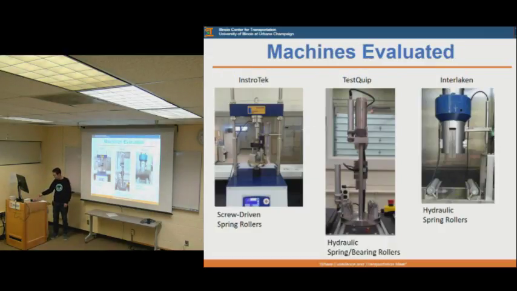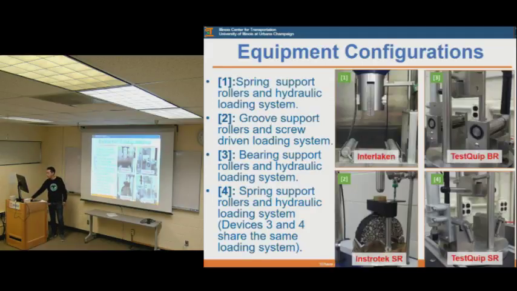We have three different machines from three different manufacturers included in this study. The first one was manufactured by Interteam, the second one was manufactured by TestQuip, and the third one was manufactured by Instrotek. I'll give more details in this slide. The first one is a machine manufactured by Interteam. It has a hydraulic loading system and a spring support roller. The second picture shows the machine manufactured by Instrotek. It has a groove support roller and screw-driven loading system.